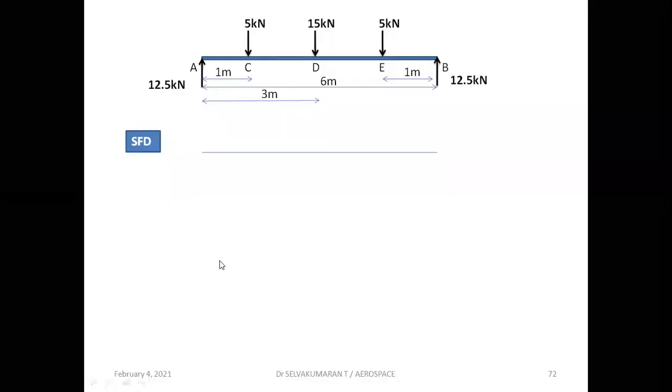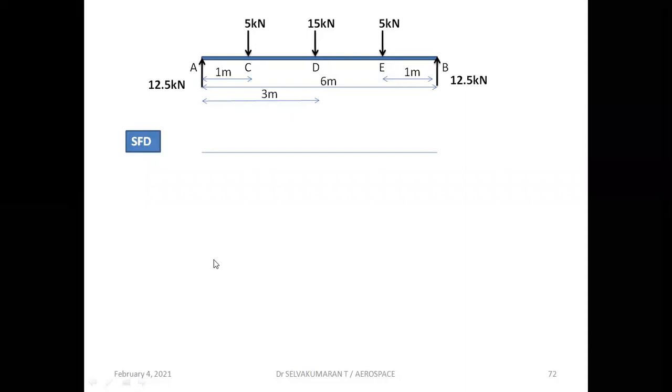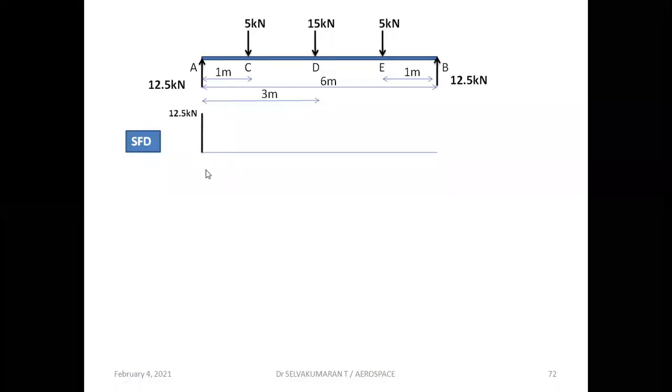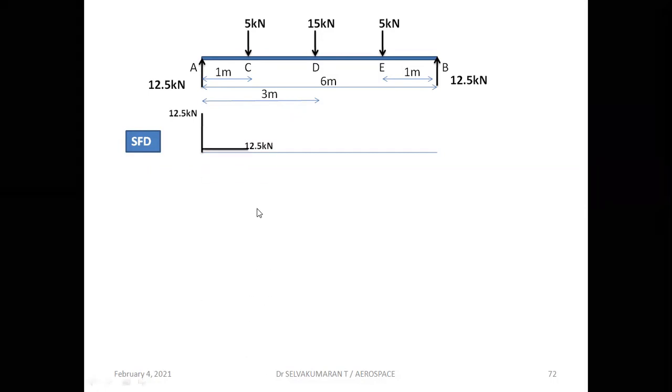Now when I proceed from left hand side, support A, at support A, RA is acting upward. It should be shown by vertical line above this reference line. Okay, so 12.5 kilonewton. This is the magnitude of the shear force. From A to C, no load is acting. The shear force remains horizontal, hence it should be shown by a horizontal line.